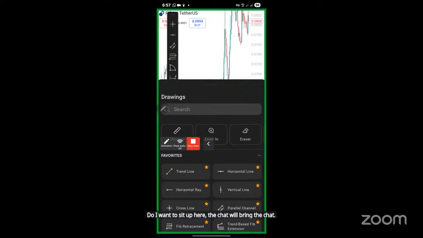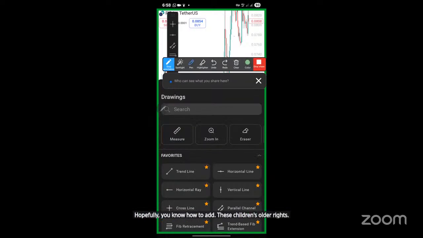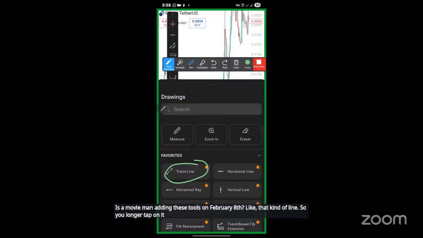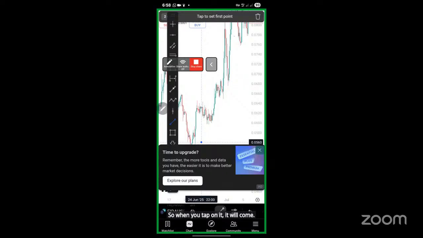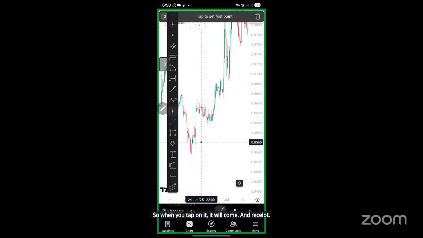Make sure you tap on the trend line, and the trend line is here. Hope you know how to add these tools to favorites, like the trend line. So you tap on it, you add it to favorites. So when you tap on it, it will come, and we said we look at the points.